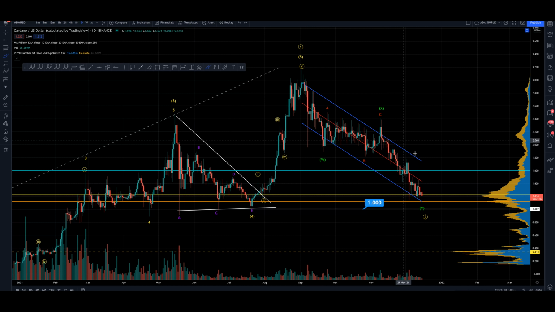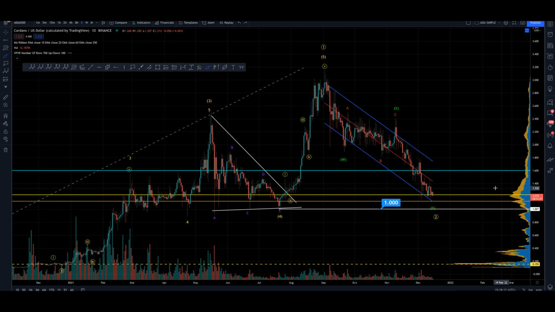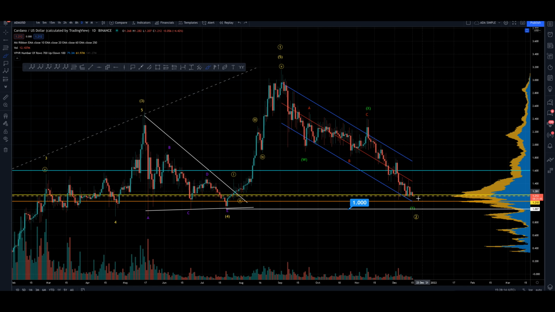And that's the way I see it, really. Like I said, if we can't do it from here, around all of this, around the 61.8, if we can't do it from here, we're not going to do it until lower. That's the way I see ADA at the moment.